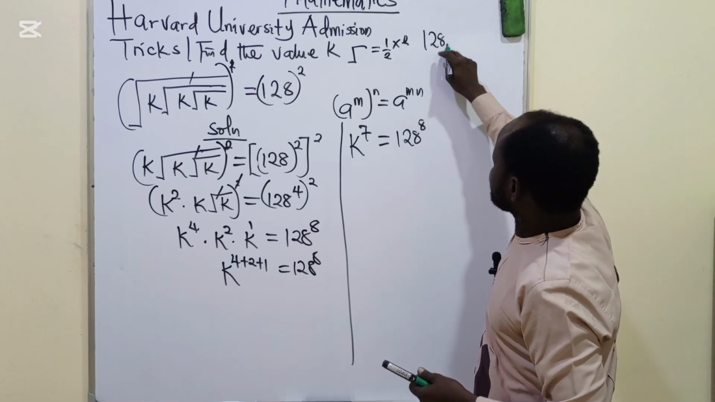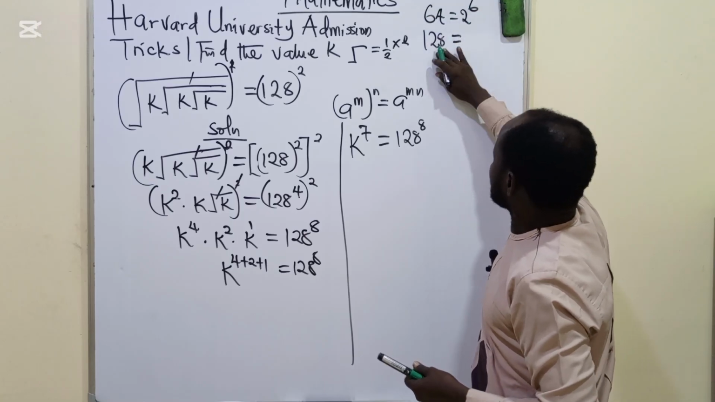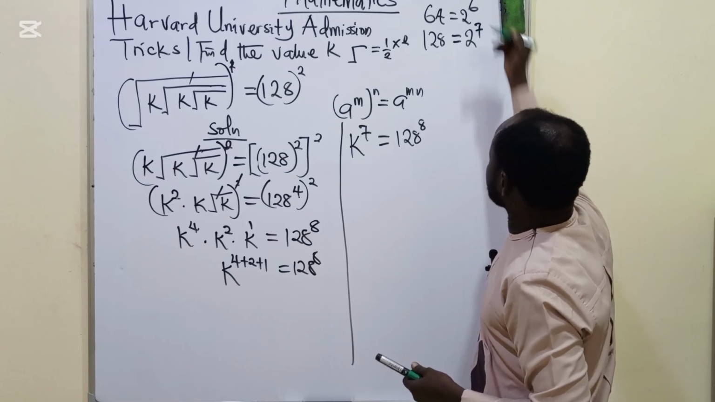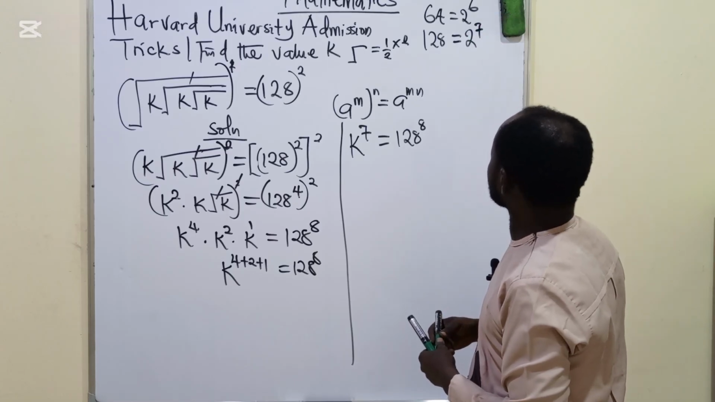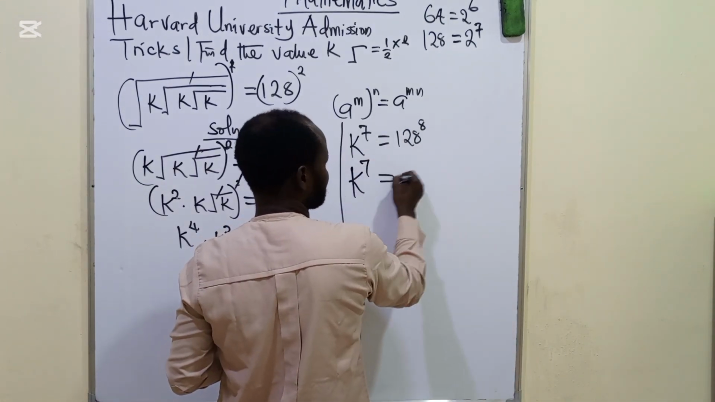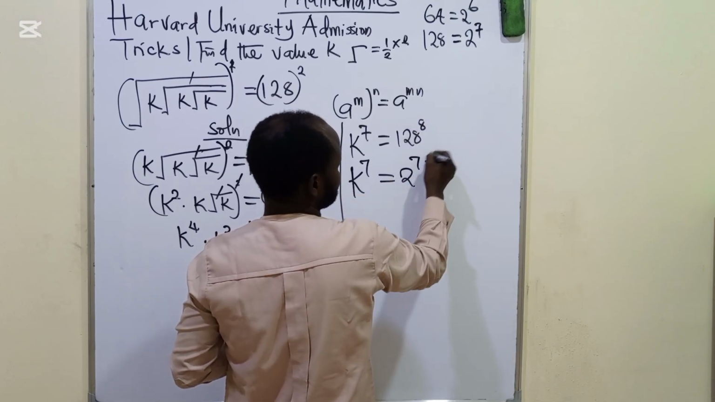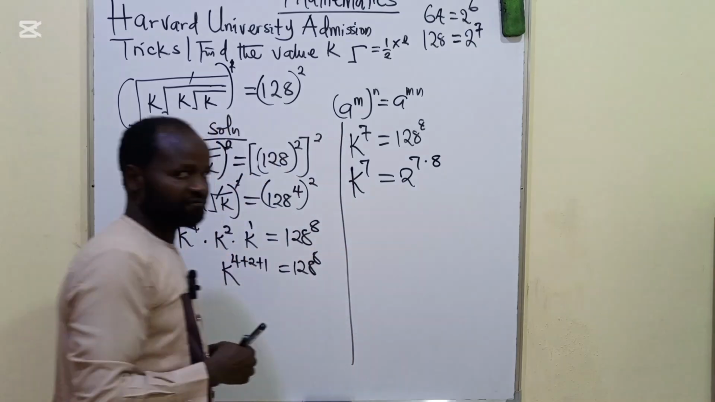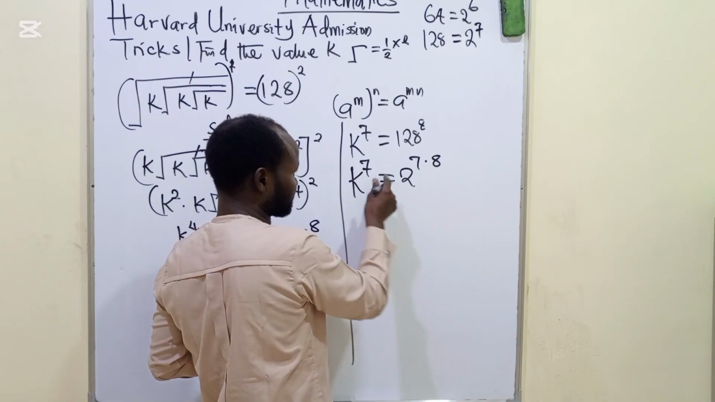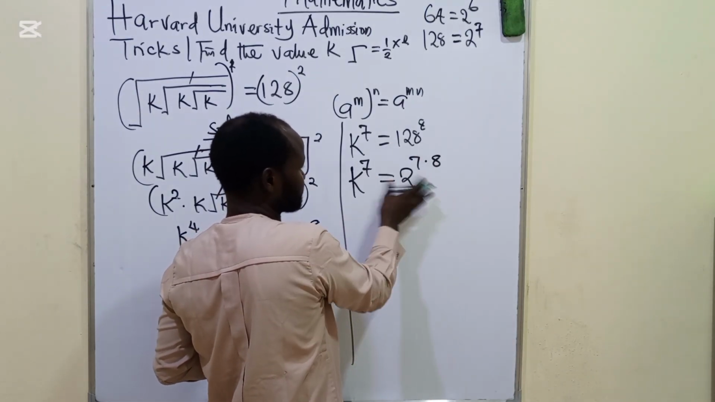128 power 8. 128 is the same as 2 power 7. So this will be k power 7 equals, in place of this 128, we'll replace 2 power 7, multiplied by this 8. Very important. So to find k now, we find the reciprocal of 7. That's 1 over 7. So we raise both sides to 1 over 7.